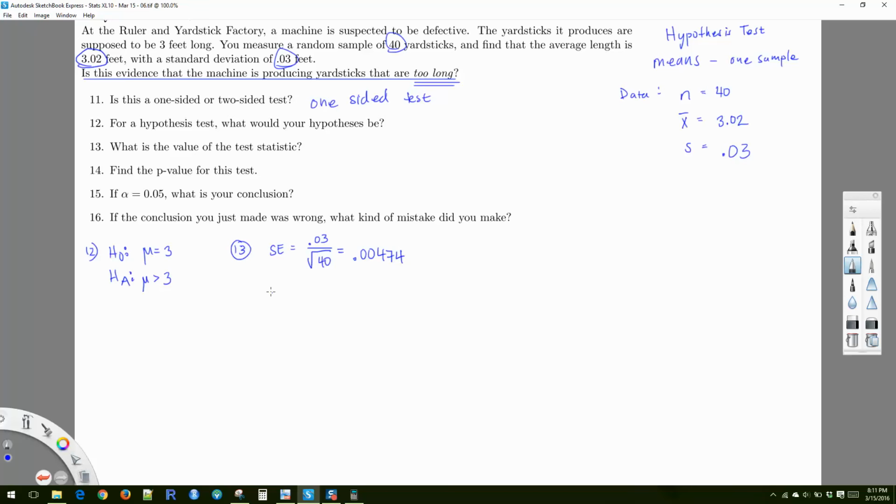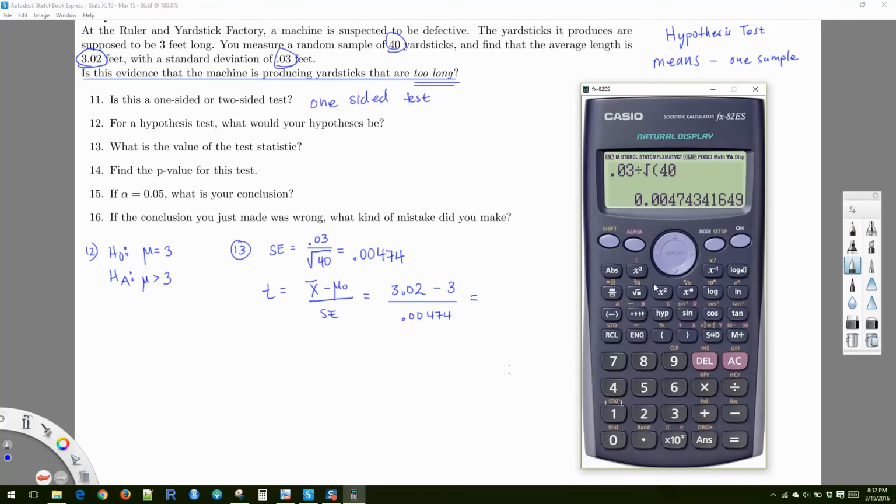Okay, and our test statistic, t, is going to be x bar minus mu sub 0 divided by our standard error. What's our x bar? X bar is 3.02. What's the value that shows up in our null hypothesis? 3, right? And we're going to divide by our standard error of 0.00474.